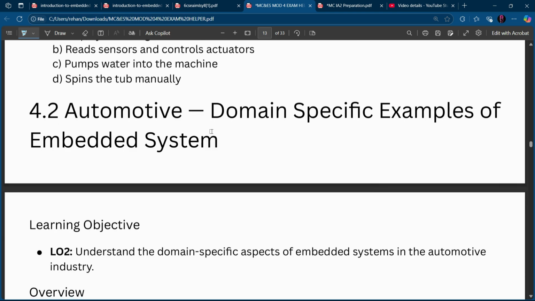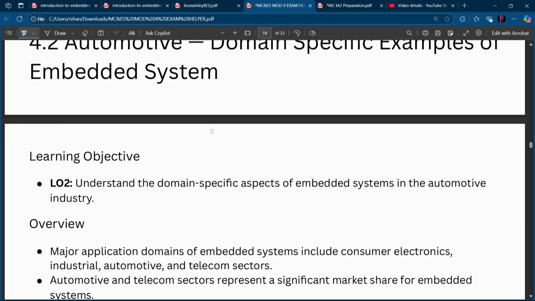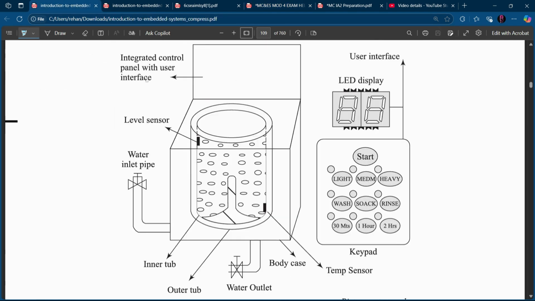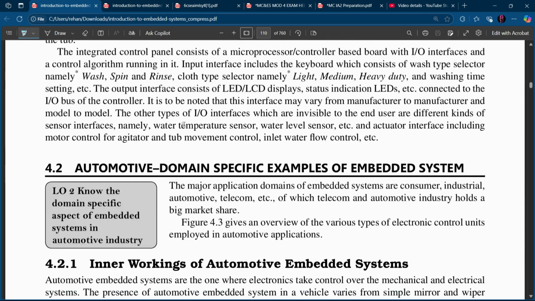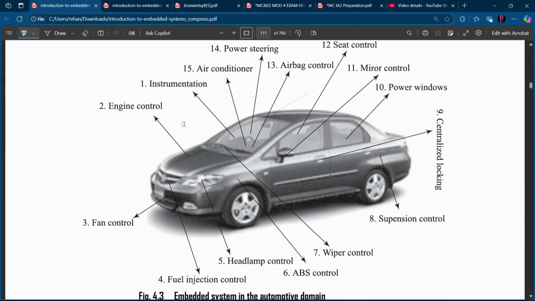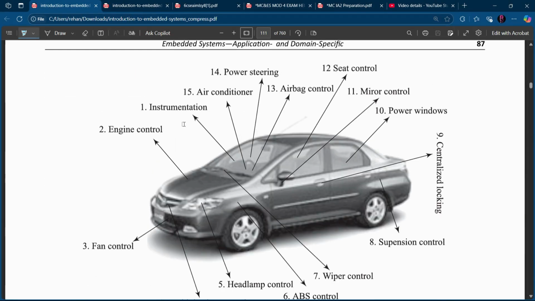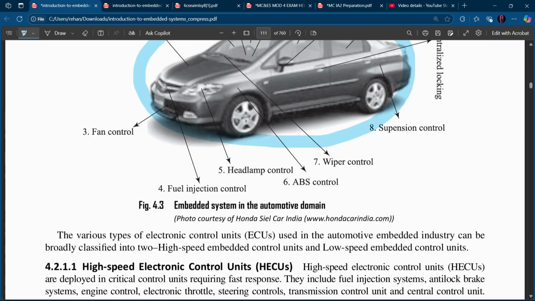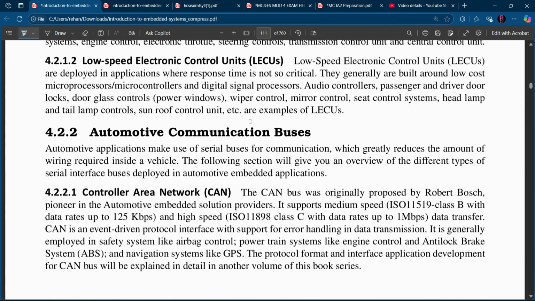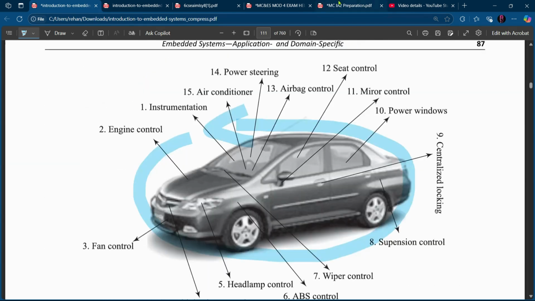Automotive and domain specific examples of embedded systems. This is the second part of chapter 4. We'll see that in the next part. For that we need this example diagram, a car, so many things. So how many? 12, 14, 15. So you have 15 things in this, but you don't have to remember all of them. We'll see in the next video. Bye bye.